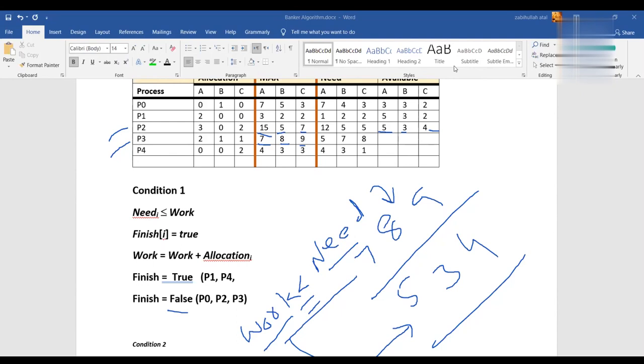Very good. So we can say, dear students, that the system is in which state? The system is in a deadlock situation. Why? Because for our three processes, P0, P2, P3, their finish I is equal to false. It means that the needed resources are greater than work. And now the system should think about recovery because the deadlock is already confirmed. Now the system will take a decision to recover from this deadlock situation.